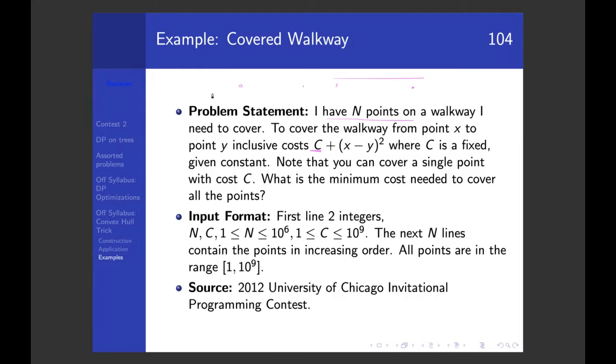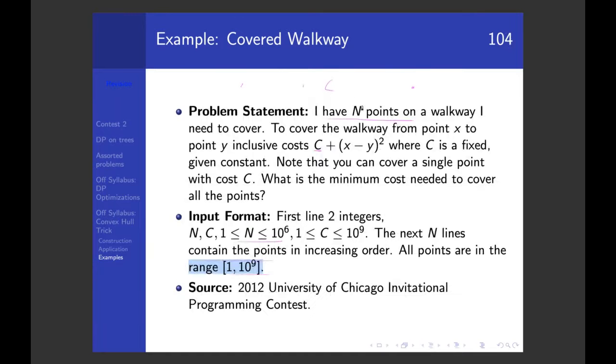Notice it's not necessarily optimal to cover each thing with its own line, because if C is large, it's cheaper to build a line between two things. But if 2 points are way spaced away, it's cheaper to have them on their own. That kind of makes sense. I'll go over the sample input to make that clearer. But you have up to 10 to the 6 points. The cost of building a line up to 10 to the 6, you're given the points up to 10 to the 9.